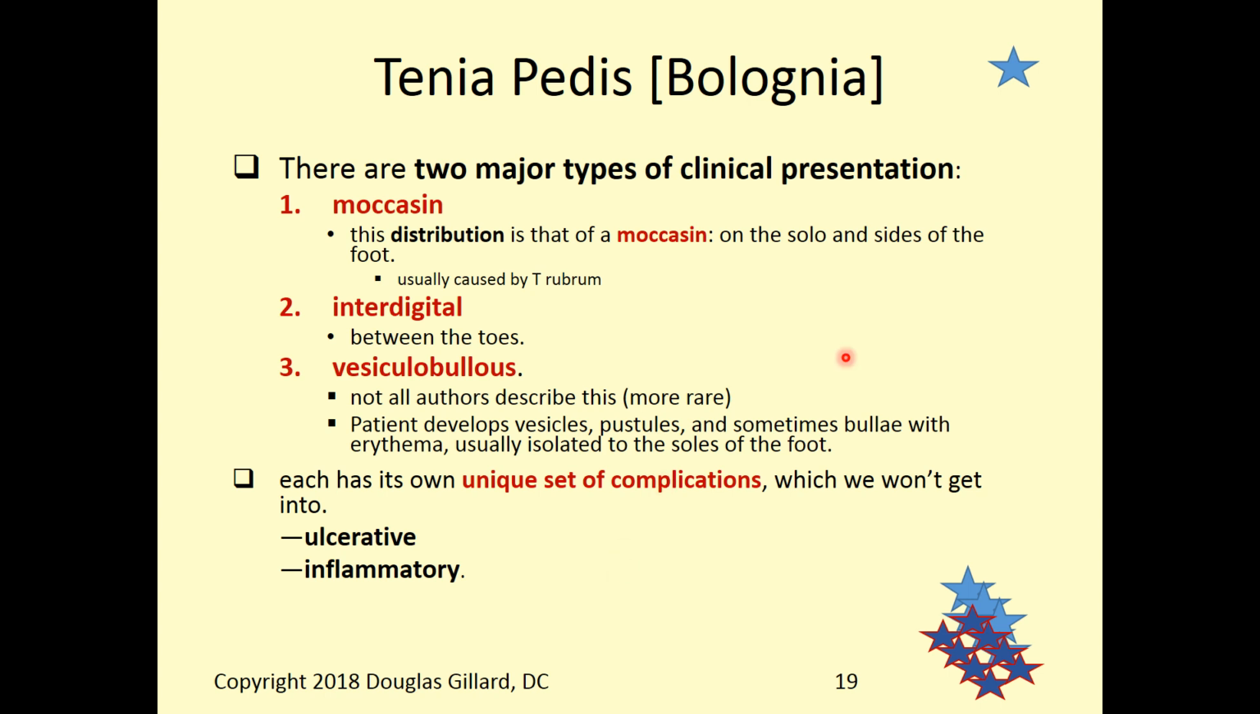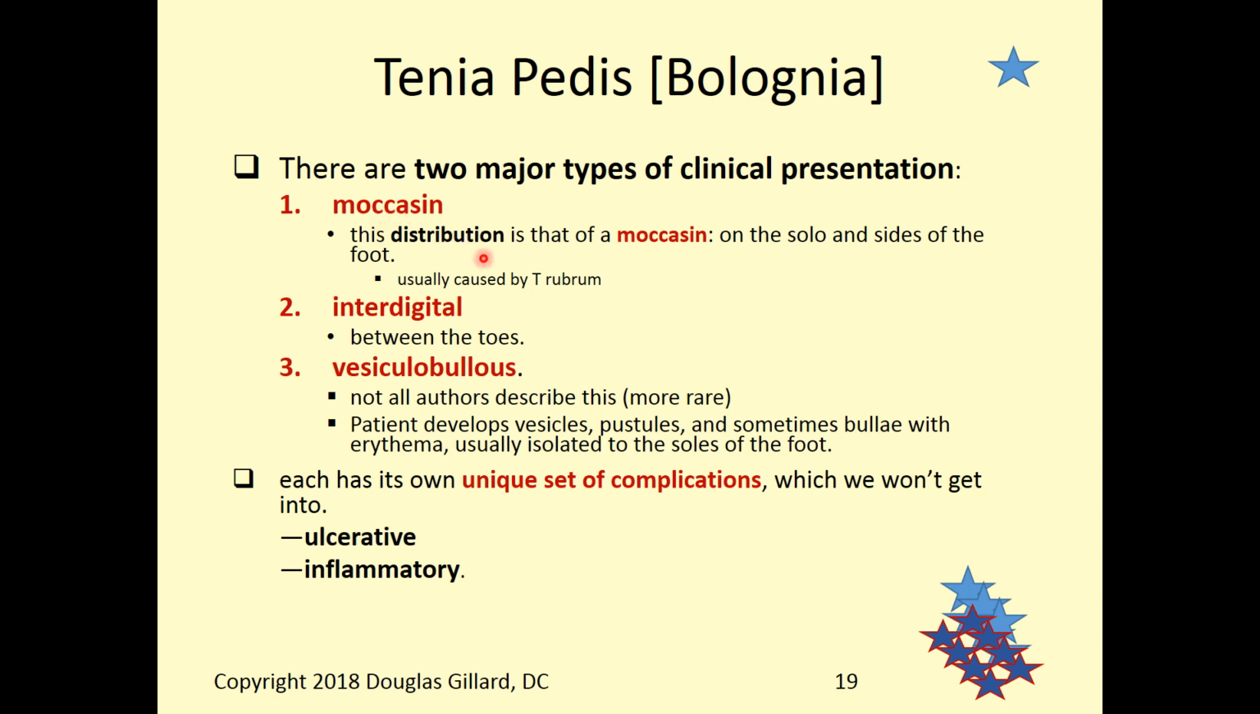There are two major types of this. There's really three, I kind of said two. Most of the dermatology books we use, like the board book, only talk about two. There's the moccasin type and the interdigital type. The moccasin looks like you just are wearing a moccasin, and if you take off the moccasin, the spot where the moccasin used to be is full of erythema and scaly skin and maybe some excoriation going on.